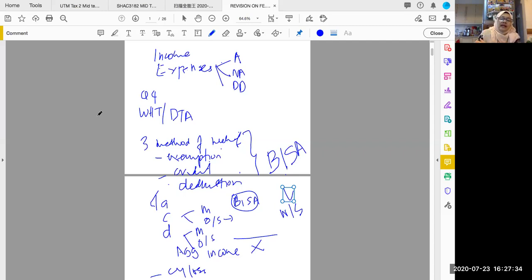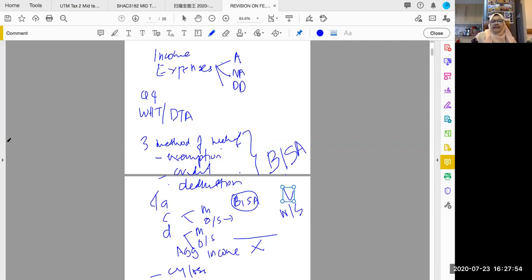given a credit, which is actually good also, right? Not as good as an exemption, but it's better than nothing. Better than paying two taxes. So in Malaysia, you are given relief in the form of a tax credit, or you can also be given relief in the form of a tax deduction.